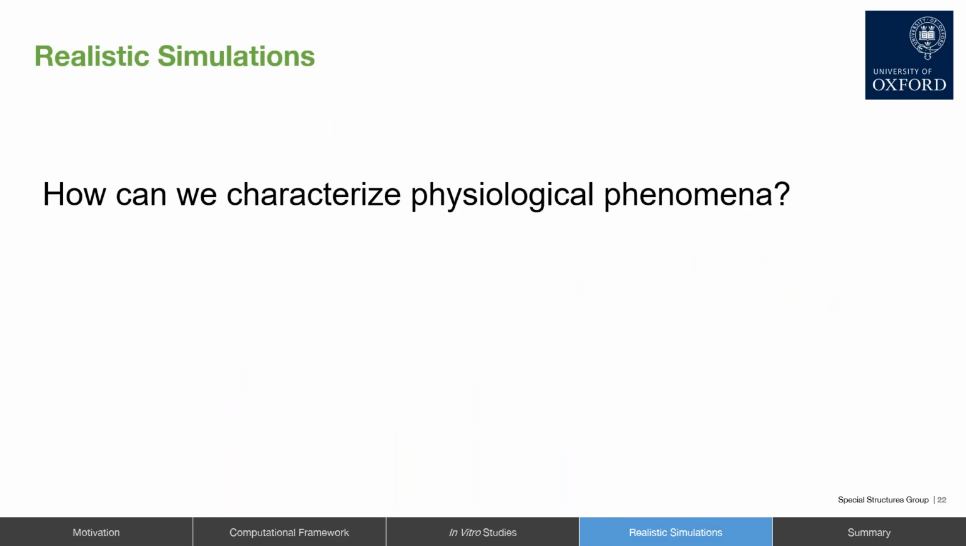Okay, so computational experiments really offer us the ability to investigate interactions in detail, which aren't quite possible with conventional experimental techniques. So when we're really asking ourselves, can we characterize physiological phenomena? What we're doing now is moving away from those experimental methods and moving back to some finite element analysis in what we're calling realistic simulations.